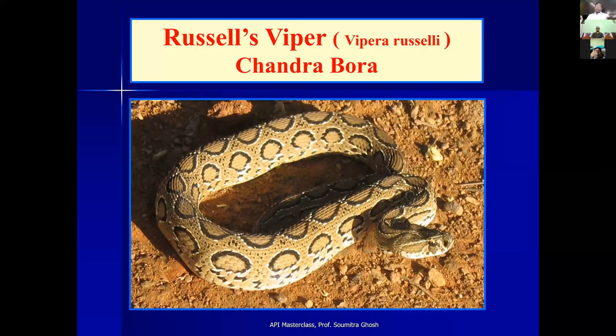So these are one of the big four, the world's deadliest and most venomous snake in the world. In Bengali it is called Chandrabora. In medical literature it is called the Russell's Viper, and the name is actually Vipera russelli. You can easily see Chandra means moon, and there is a moon-like imprint on the skin with the scales. This is a beautiful snake.